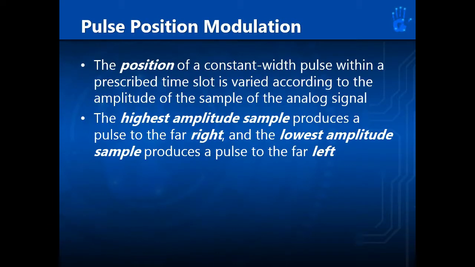Pulse position modulation. The position of a constant width pulse within a prescribed time slot is varied according to the amplitude of the sample of the analog signal. The highest amplitude sample produces a pulse to the far right, and the lowest amplitude sample produces a pulse to the far left.